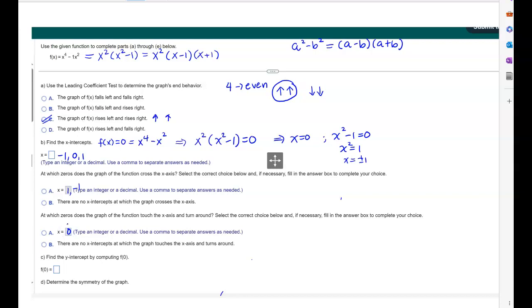Then, letter C, find the y-intercept by computing f at 0. So that means you are going to replace x by 0. From the function here, you have 0 to the 4th minus 0 squared, and that gives you 0. So f of 0 is just 0.